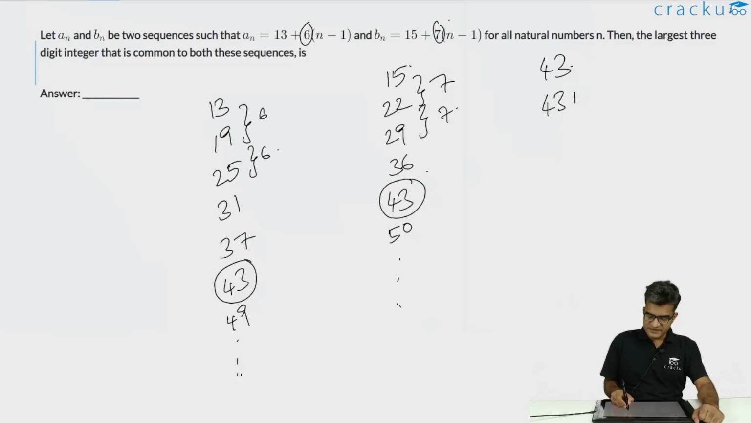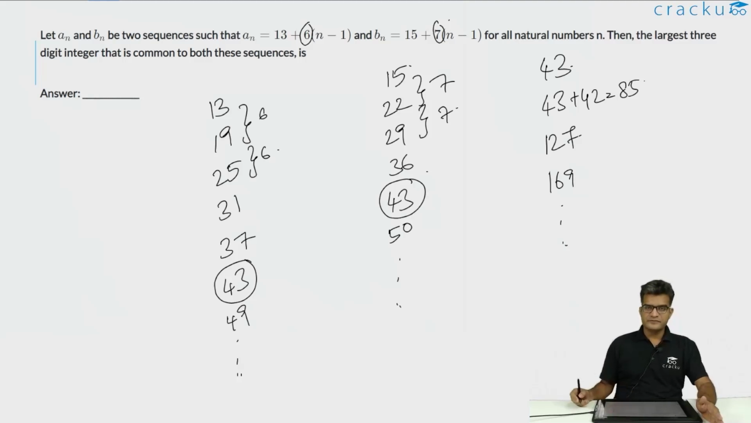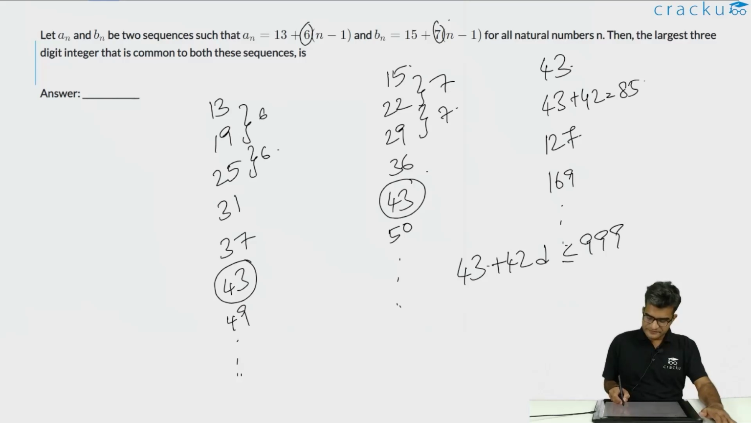So this is 43 plus 42, which is equal to 85. The next one will be 85 plus 42, which is 127. Next will be 127 plus 42, which is 169, and so on. So we want the largest 3-digit number which is part of the common terms. So that will be 43 plus 42D. This has to be less than or equal to 999, or 42D has to be less than or equal to 956.